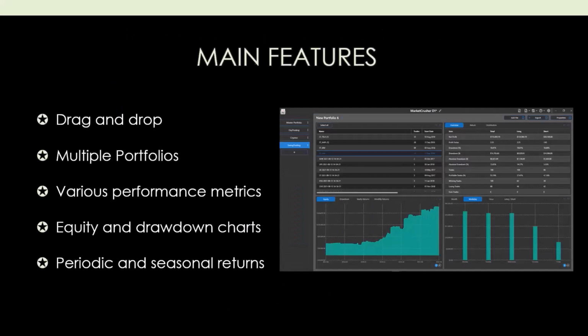First of all, it is very easy to use, and I will demo this to you today. Most of the things that can be done in Portfolio Architect can be done via drag and drop. It supports multiple trading portfolios, and for each portfolio, you can view various performance metrics, starting from number of trades taken, profit factor, net profit, and so forth. It includes charting, for example, an equity chart or a drawdown chart, and you can view periodic and seasonal returns. But these are just some of the main features of Portfolio Architect.